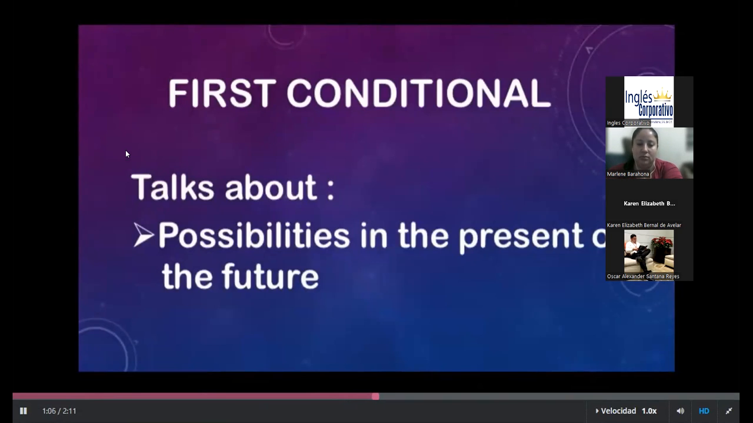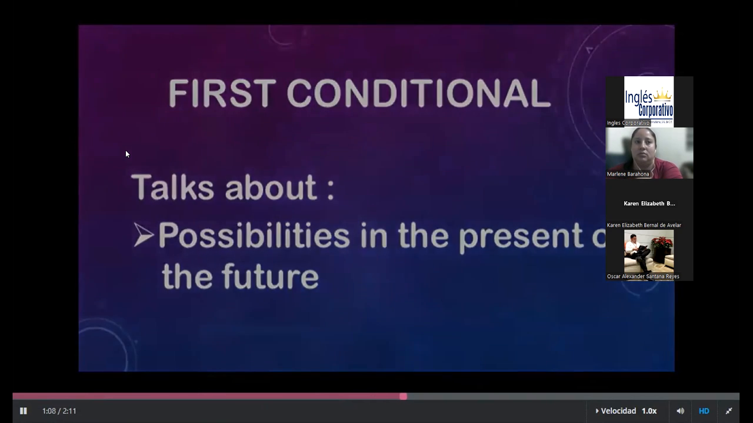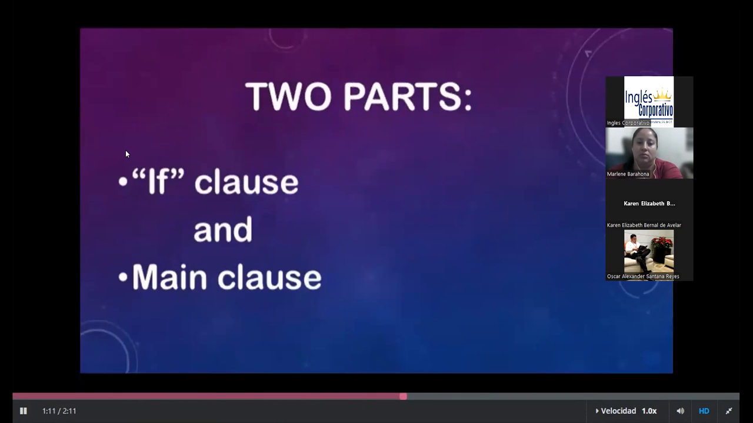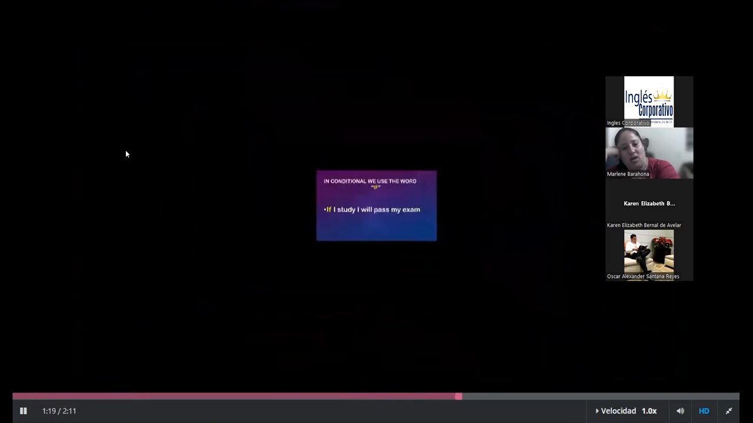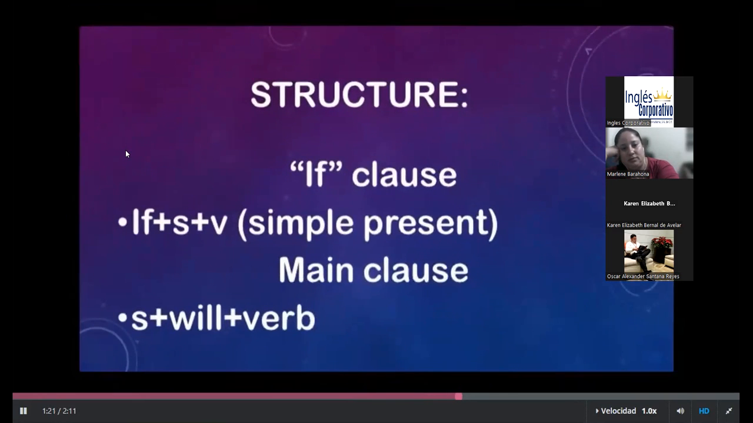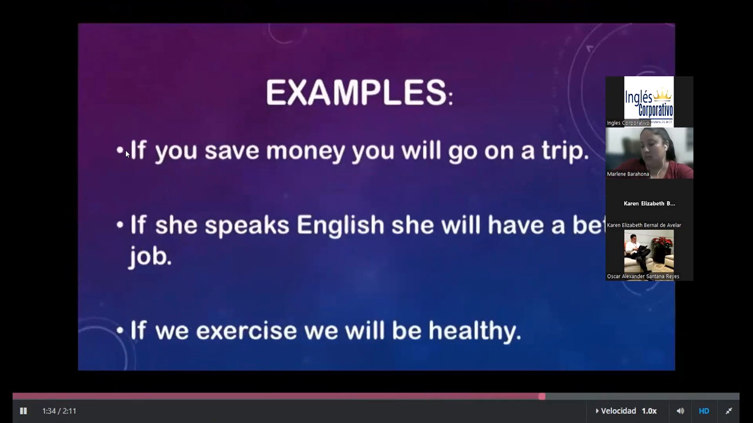When we talk about this conditional, which is called first conditional, by the way, we will divide it in two parts, if clause and main clause. In conditional, we use the word if. So we say, if I study, I will pass my exam. Follow me in the structure: if clause, if plus subject plus verb in simple present; main clause, subject plus will plus verb. Let's work on more examples. If you save money, you will go on a trip. If she speaks English, she will have a better job. If we exercise, we will be healthy.